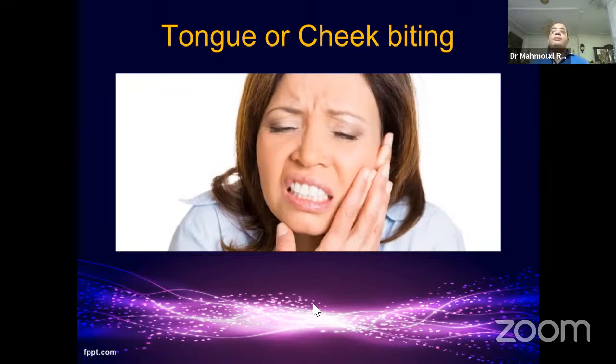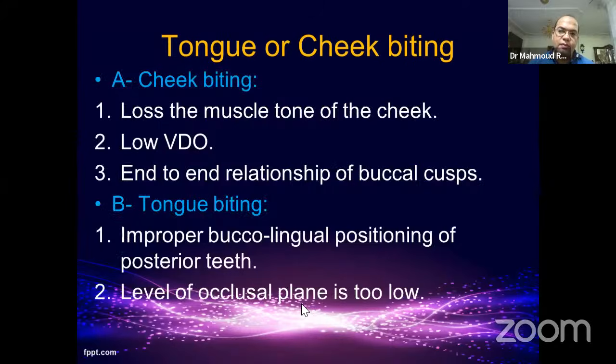We finished the problem of pain, then we will talk about tongue or cheek biting. Cheek biting may be due to loss of the muscle tone of the cheek. This occurs in geriatric patients or patients of high age. Low vertical: making a denture with low vertical dimension will lead to entrapment of the buccal mucosa between the upper and lower teeth, and the patient can bite easily on his cheek.